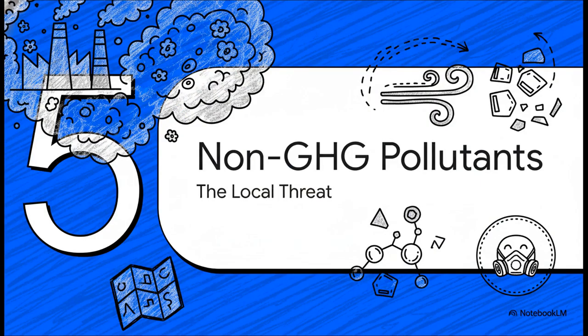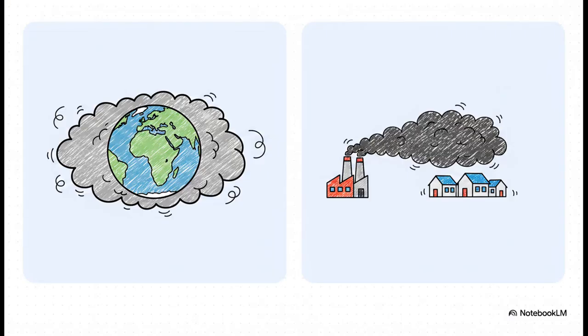Let's hit our final section, Section 5. Tracking non-GHG air pollutants, the local threat. There's a really fundamental divide in how we account for these impacts, and it's absolutely crucial to understand. While greenhouse gases pose a macro, global threat and get unified into those CO2 equivalents we talked about, air quality pollutants are a whole different ballgame. They pose acute, localized health risks to the actual communities surrounding the operations.